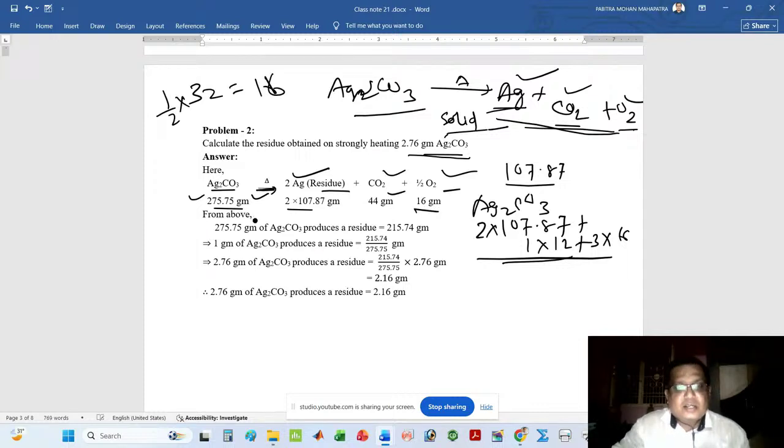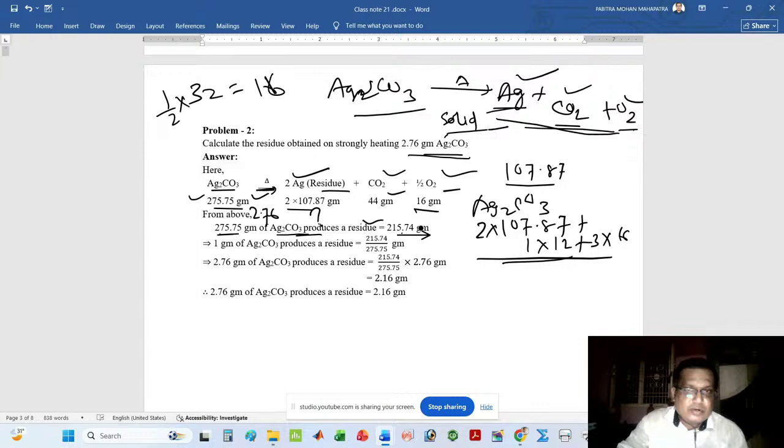What is the target? Here 2.76 gram of Ag2CO3 is given, and the target is to find out the residue, that is, what amount of silver is produced. From the above relation, I can say that 275.75 gram of Ag2CO3 produces residue of how much? 215.74 gram. This residue is obtained by using 275.75 gram. If you multiply 2 into 107.87, then there is 215.74 gram.